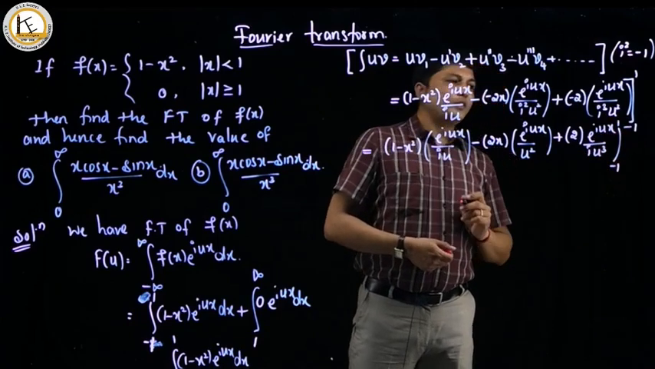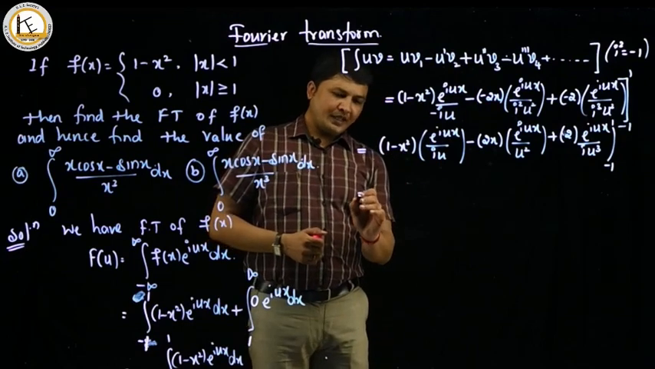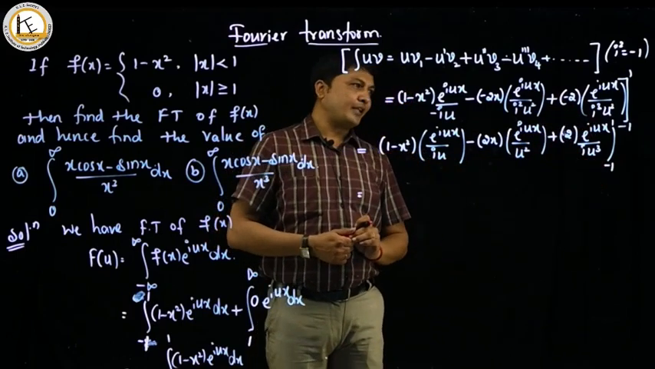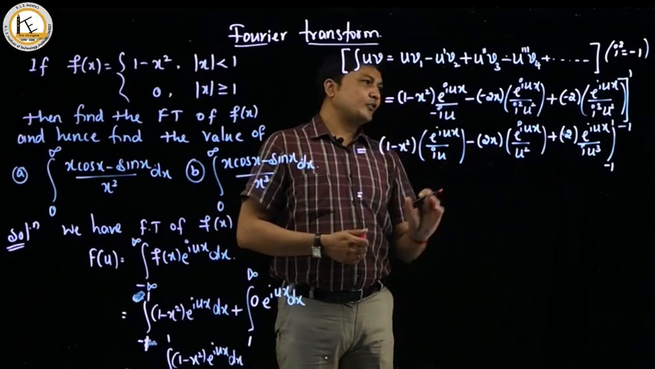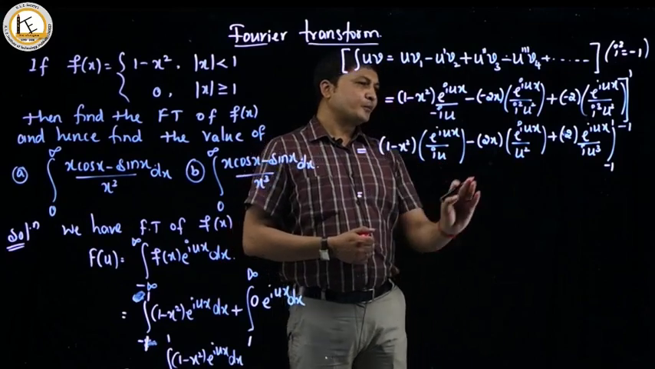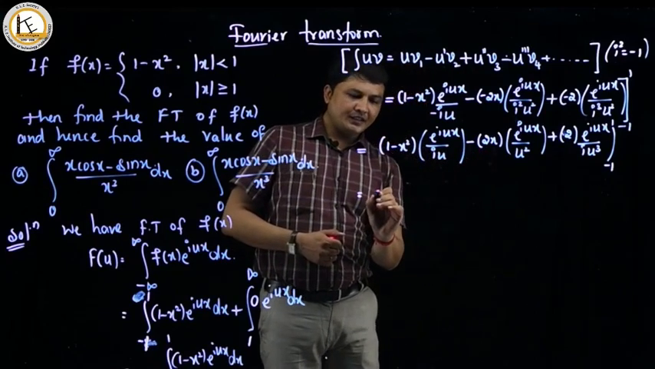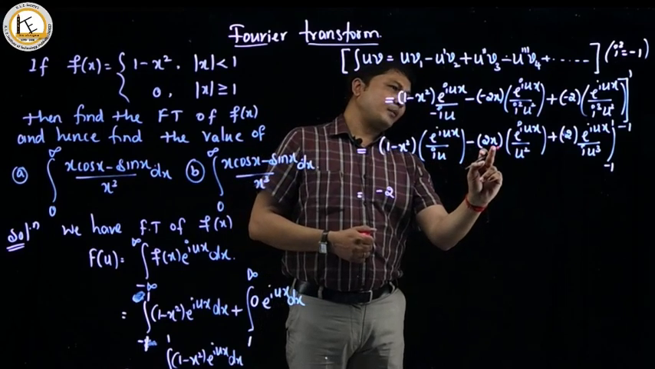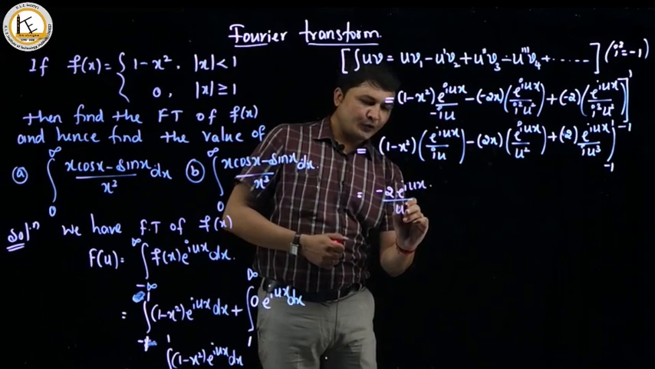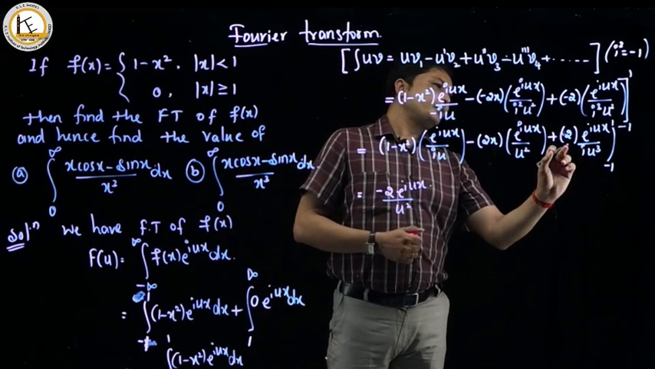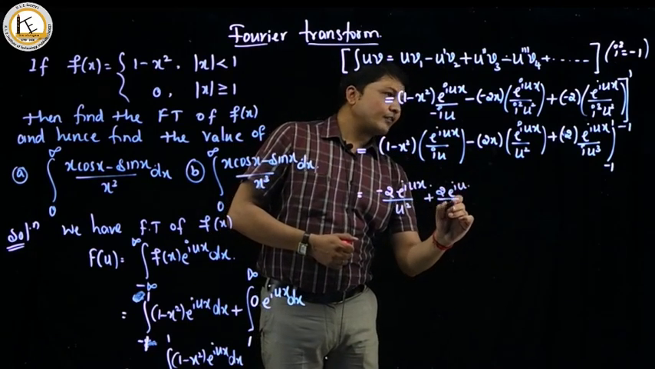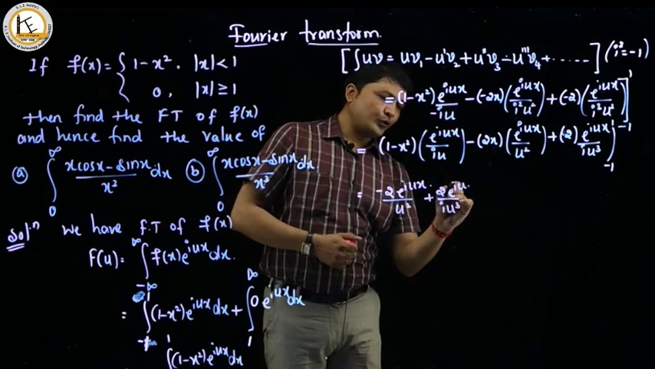Now we need to apply the limits, upper limit minus lower limit. So upper limit is 1 and the lower limit is minus 1. For the upper limit, wherever x is there, you just substitute x equal to 1. So 1 minus 1 will be 0, and 0 into anything is 0. So here it is minus 2 into, putting x equal to 1, e raised to iu divided by u square. Similarly for the last term, put x equal to 1, we have 2 into e raised to iu divided by i into u cube.